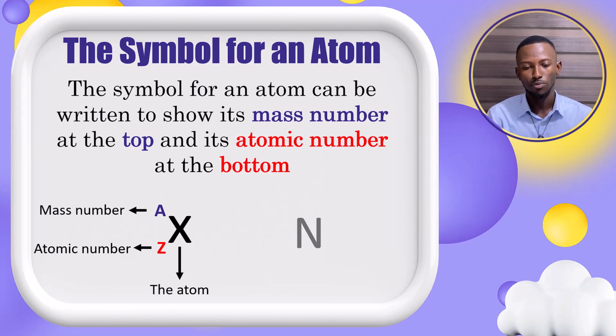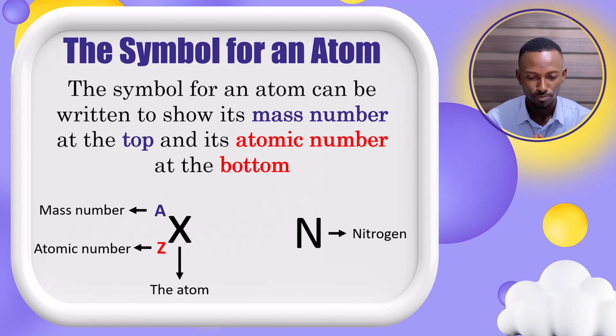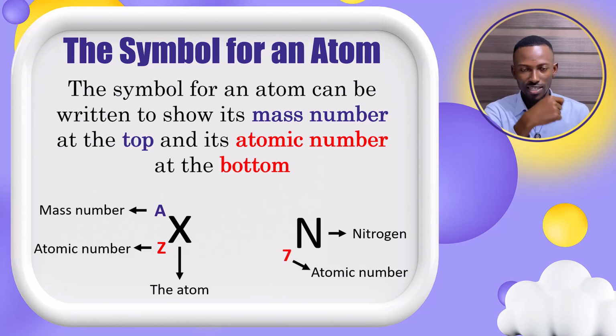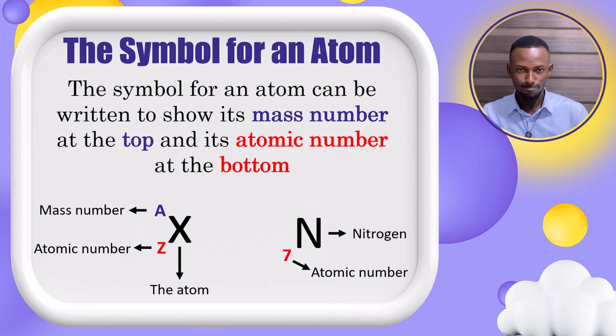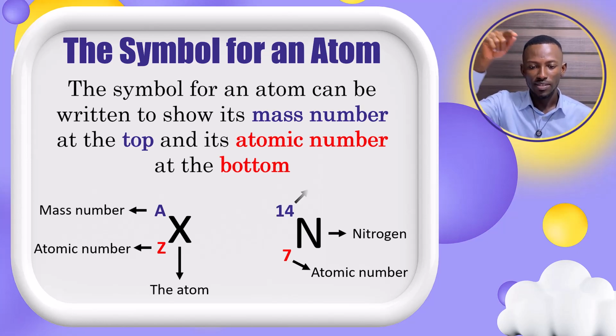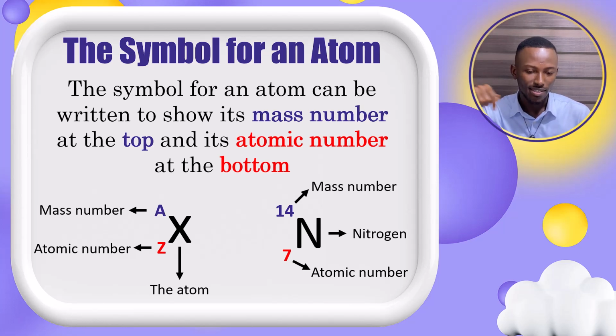So for example, let's consider nitrogen. The atoms of nitrogen have atomic number written at the bottom. Its atomic number is 7, meaning it has 7 protons. And at the top is its mass number. So this is how to represent atoms. Atomic number at the bottom, mass number at the top.